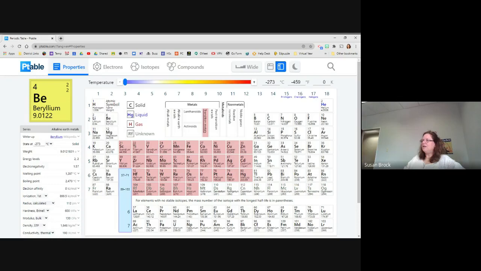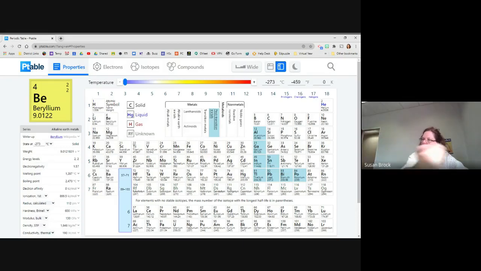Okay, and then those metals right there are also metals. So from here over, here to the left, are all metals. And the rows down here on the bottom, those are all metals. Okay, all metals. And so the periodic table is mostly metals.